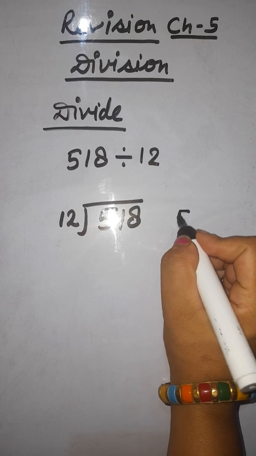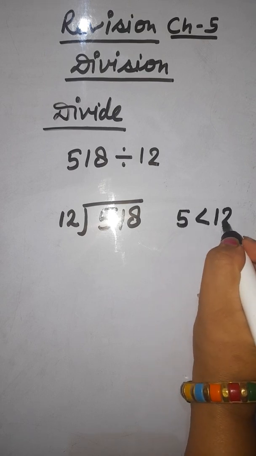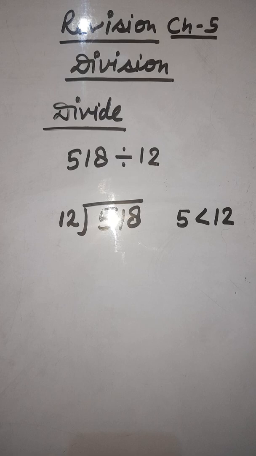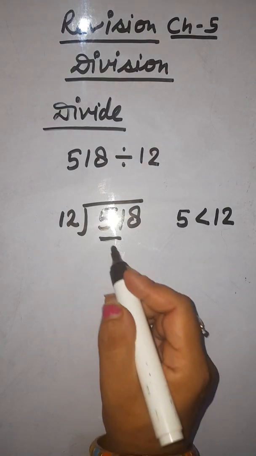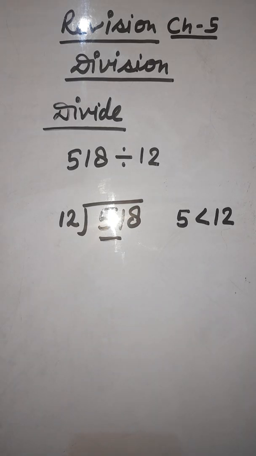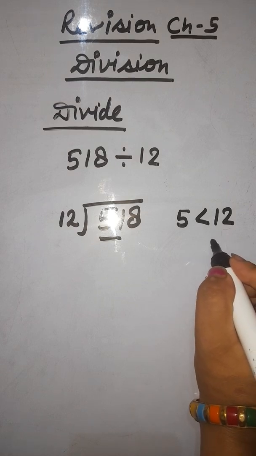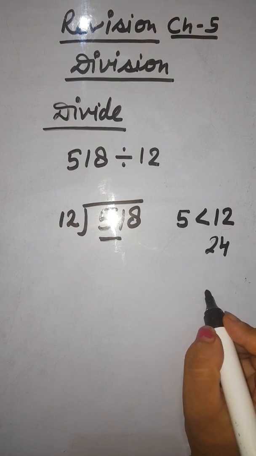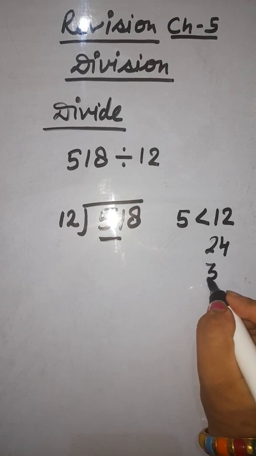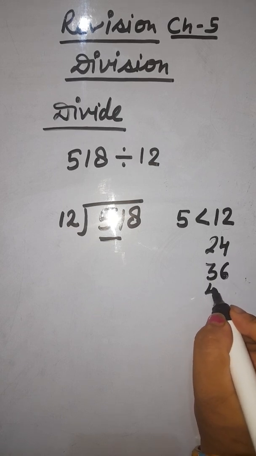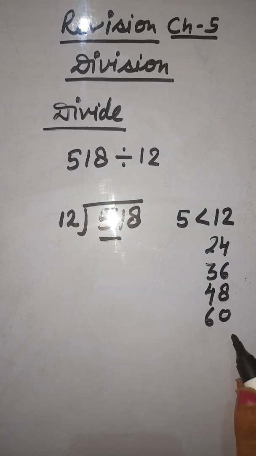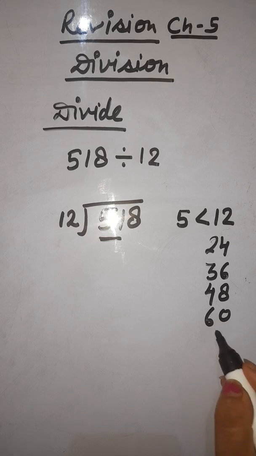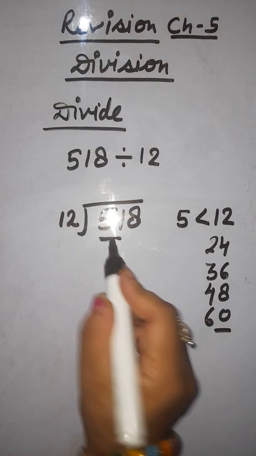So 5 is smaller than 12. We can't divide 5 by 12, so we'll take two digits. Now it has become 51. Now recite the table of 12. 12 ones are 12. 12 twos are 24. 12 threes are 36. 12 fours are 48. 12 fives are 60. Now I am stopping writing the table because 60 is greater than 51.